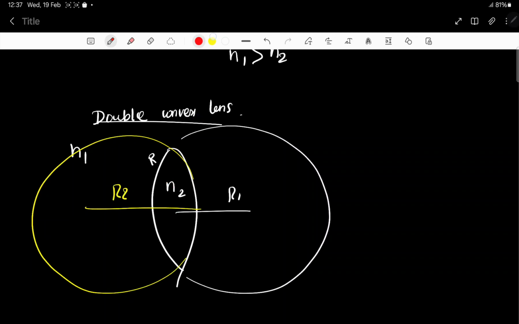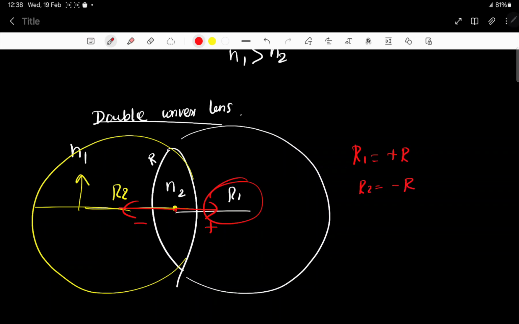I told you that if you place the object on this side, any horizontal distance measured from the optical center in the direction of the incident ray should be treated as positive. Any horizontal distance measured in the opposite sense to the incident ray should be treated as negative. So as per our sign conventions, R1 is positive whereas R2 is negative.